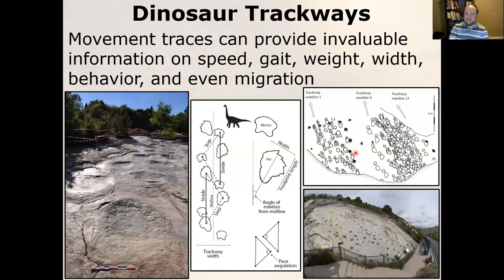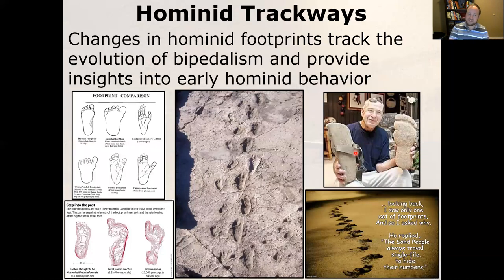So dinosaurs are cool. You know what else is cool? Humans. Trackways that are preserved in the rock preserve our transition to bipedalism. What we see here is a chimpanzee footprint versus a gorilla footprint versus our footprint with the more developed arch and a less prominent big toe, much less graspy, less hand-like, and more foot-like, more adapted to walking around on two feet, bipedal versus quadrupedal.